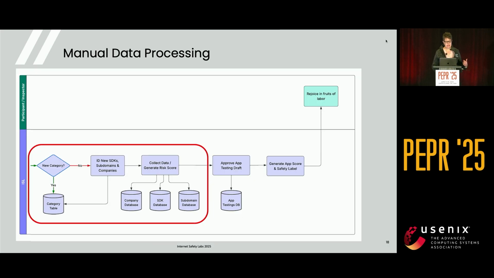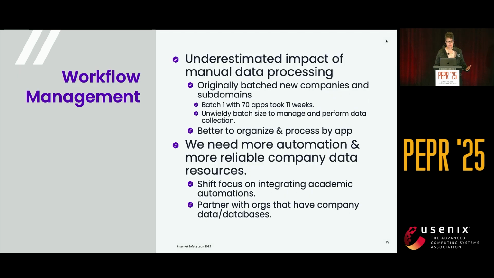As Bryce mentioned, when we talk about the manual data processing, it's really almost everything that happens after the inspector hits the submit testing button. So there's a lot of manual stuff kind of behind the scenes working to make the label happen. I think, though, even though I say the first thing here is that we underestimated the impact of the manual data processing, I think the bigger issue was how we went about it.